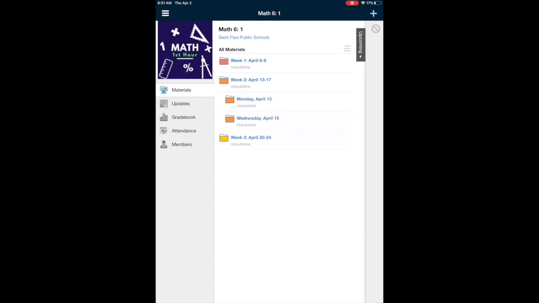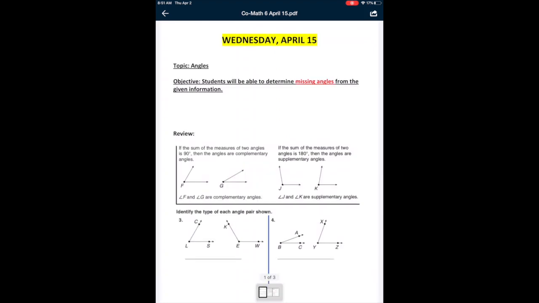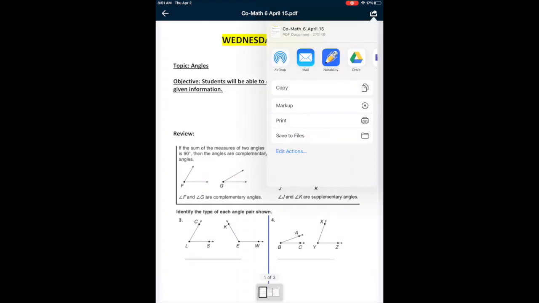Week 2. We are on Wednesday, April 15th. Missing angles. So today we're going to try to figure out some missing angles. Open up your attachment. Put it into Notability.